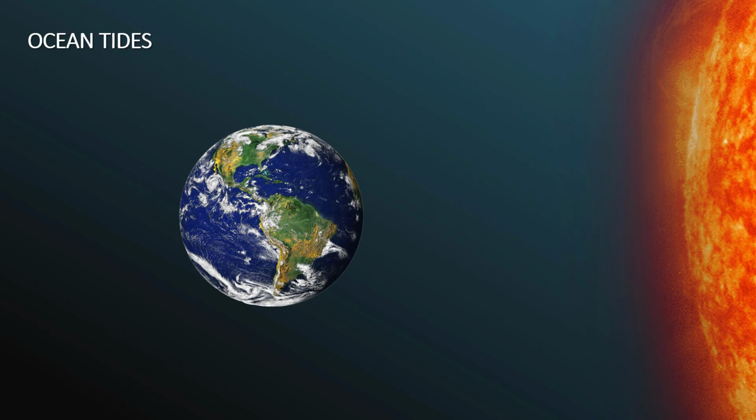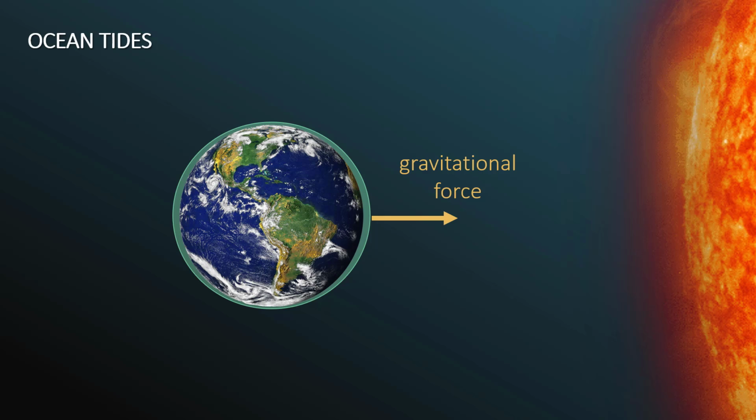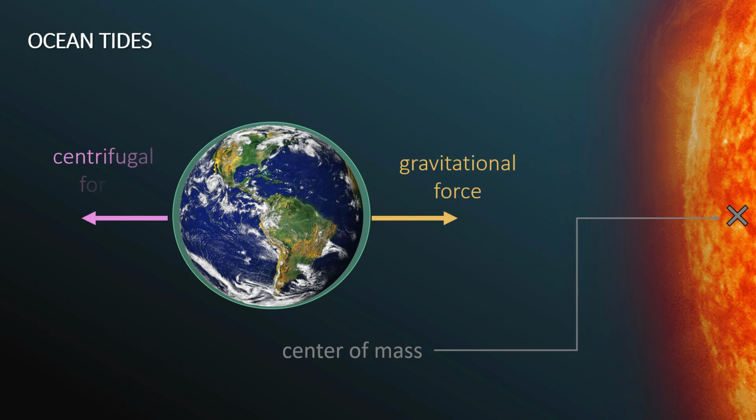What about the Earth and the Sun? Well, same deal. The Sun pulls more strongly on one side of the Earth than the other, so that creates one bulge. And just as with the Earth-Moon system, the Earth-Sun system has a center of mass. Now, because the Sun is so massive, the center of mass of the Earth-Sun system is actually inside of the Sun, and because they both orbit this point, the Earth experiences a centrifugal force.